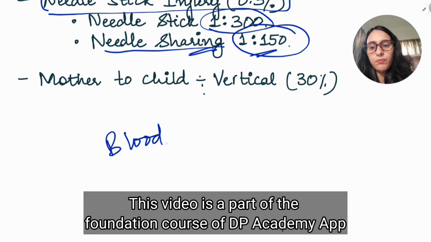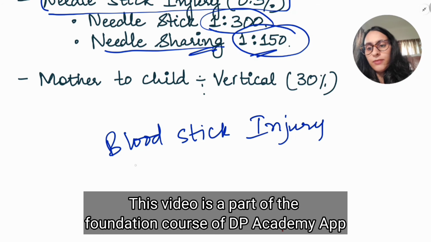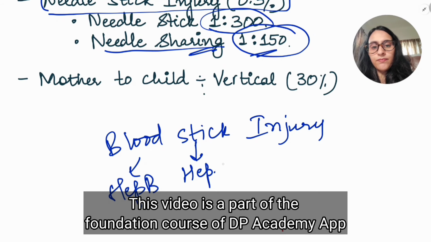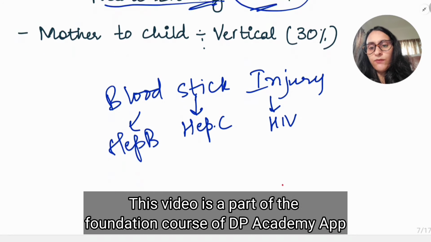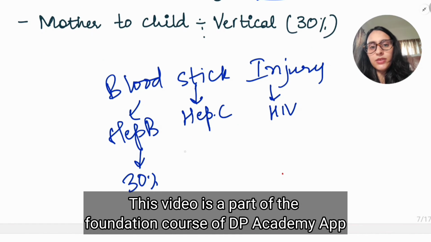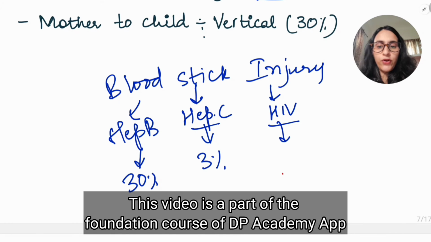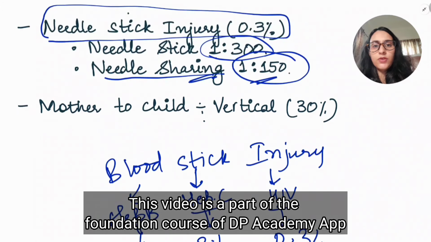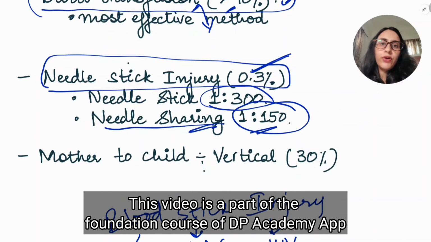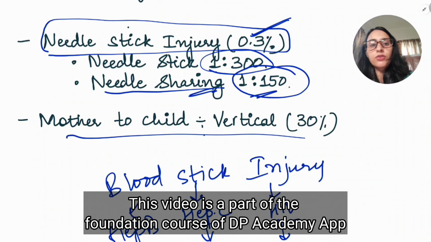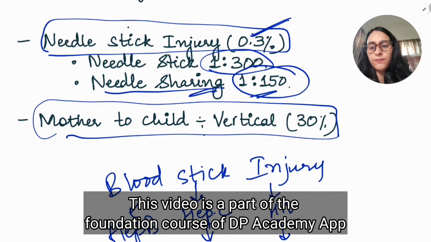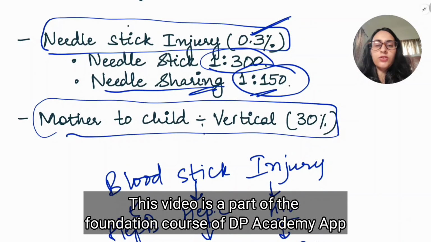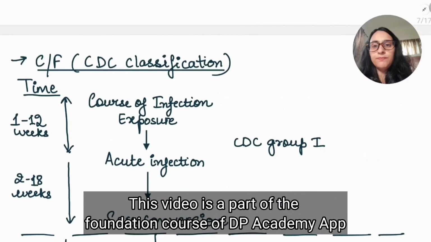If you remember, what we have studied in needle stick injury is, if you write it like blood stick injury, B is for hepatitis B, stick is hepatitis C, and injury is HIV. For hepatitis B, the transmission rate is 30%. For hepatitis C, it is 3%. And for HIV, it is 0.3%. So for HIV needle stick injury, the incidence is 0.3% of transmission. Mother to child is very high, vertical transmission, and the child gets affected if the mother is HIV positive.